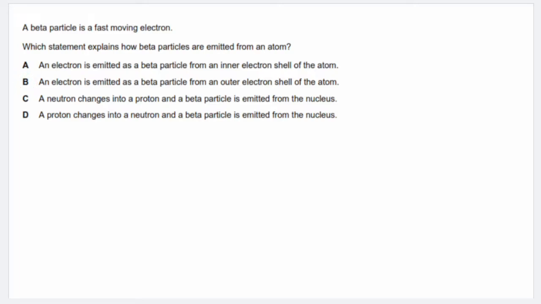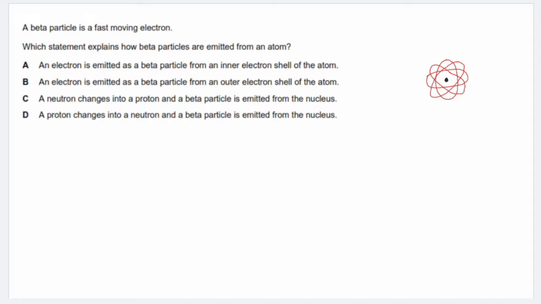A lot of students will mistakenly pick option B as their answer. This is understandable since in chemistry, when electrons are emitted, they are often the valence electrons, which come from the outer electron shell of an atom. But in this case, we are looking at nuclear physics, which is vastly different from chemistry. If you look at Rutherford's model of the atom, which is not the most accurate atomic model that we have today, it is simple enough for our analysis here.